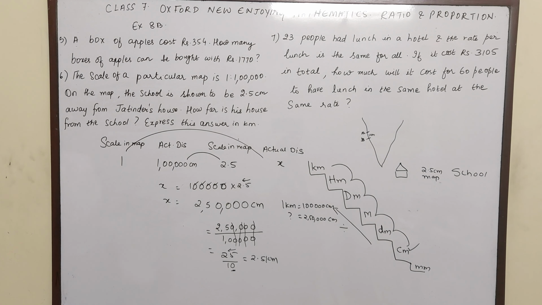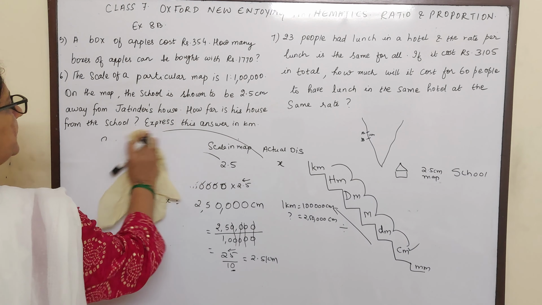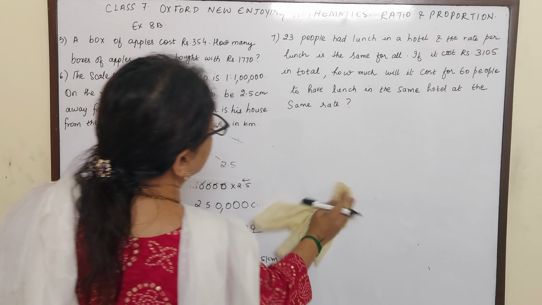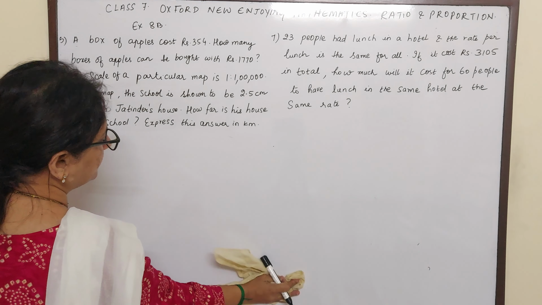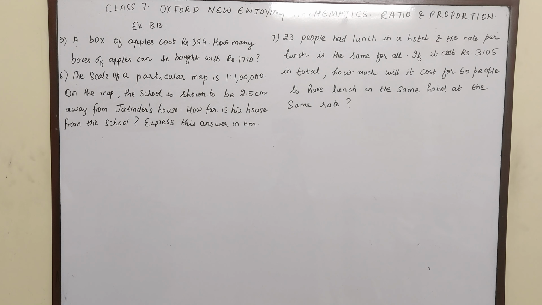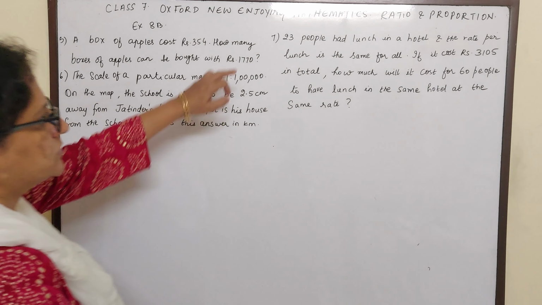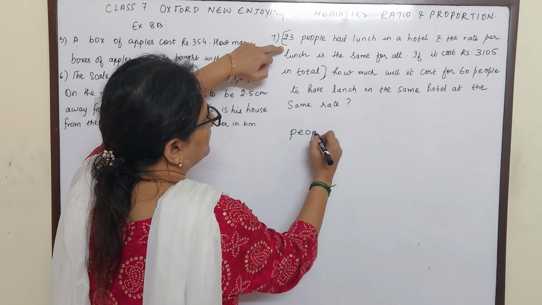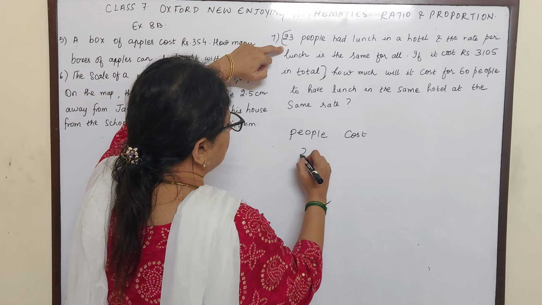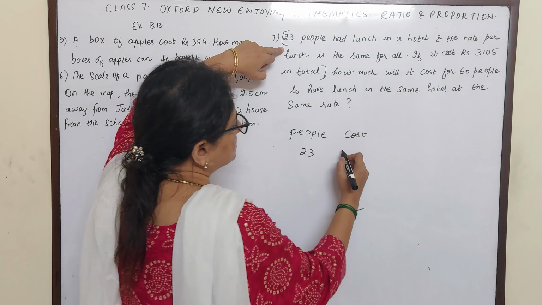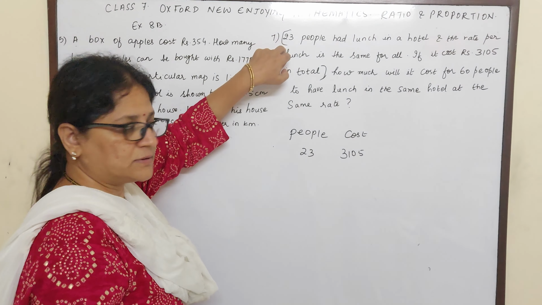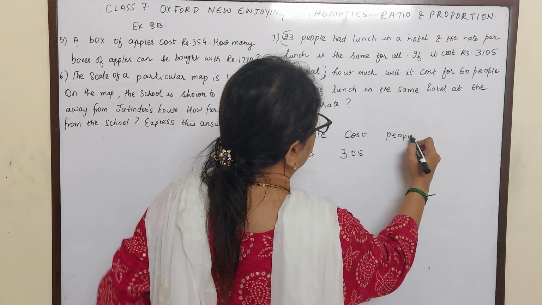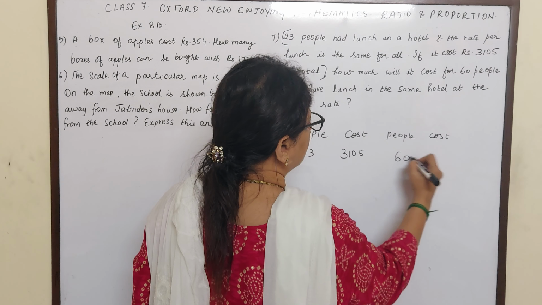Next, 23 people had lunch in a hotel and the rate per lunch is the same for all. Okay, so the lunch rate is the same. If it cost rupees 3,105 in total, how much will it cost for 60 people to have lunch in the same hotel at the same rate? So let us first write this. 23 people, so order is important, and cost. So 23 people, when they had their lunch, it cost them 3,105 rupees. They will distribute evenly whatever amount is there. Again we write people and then cost. So how much will it cost for 60 people?